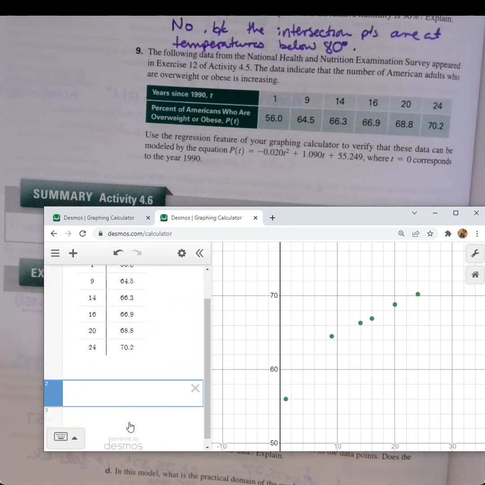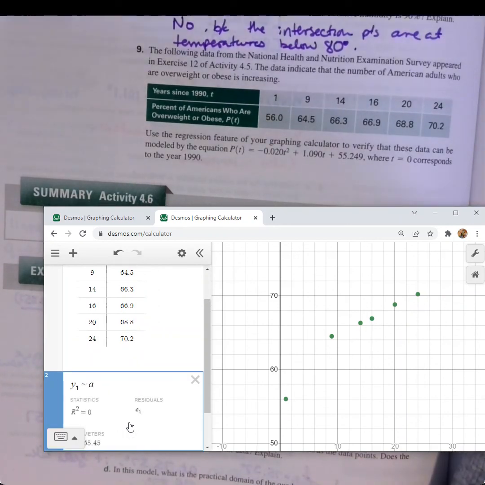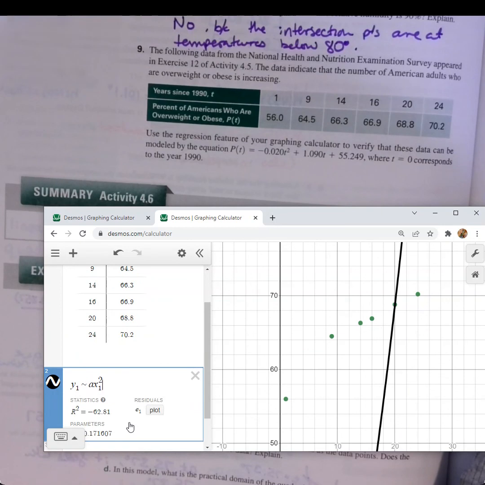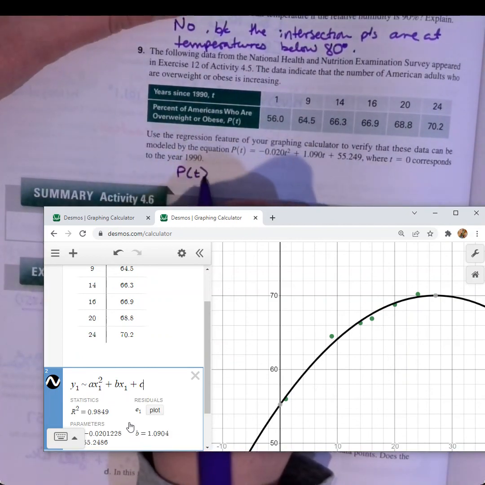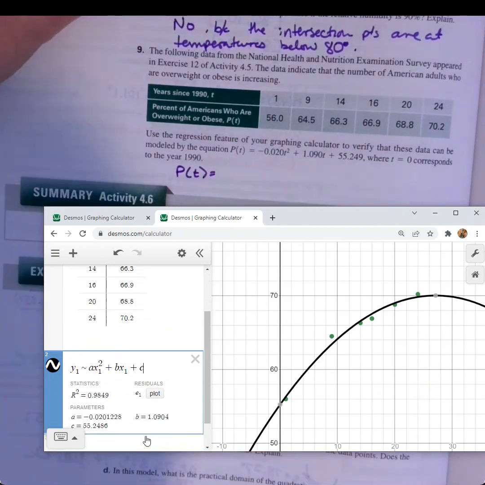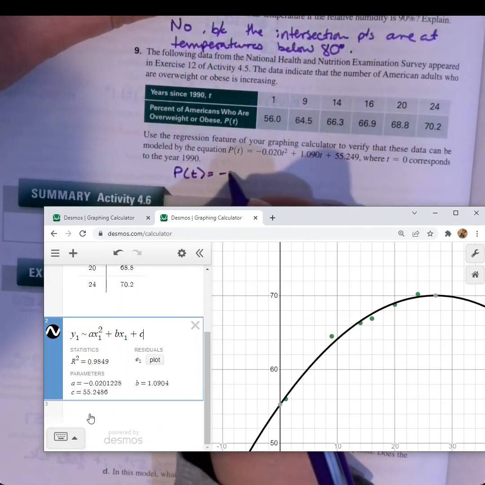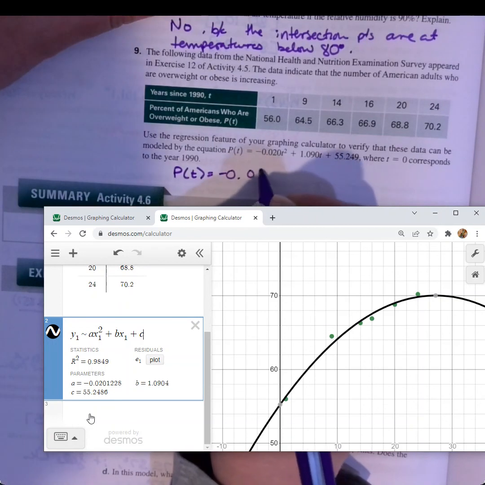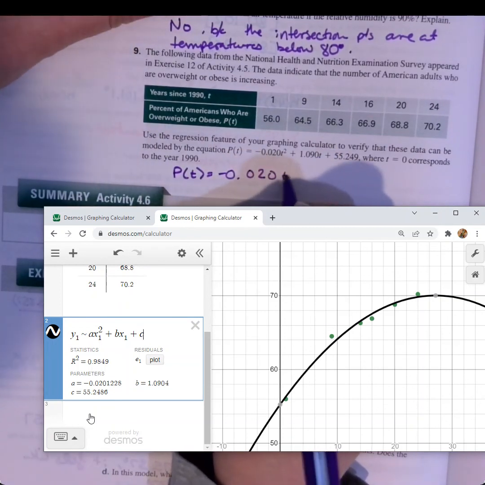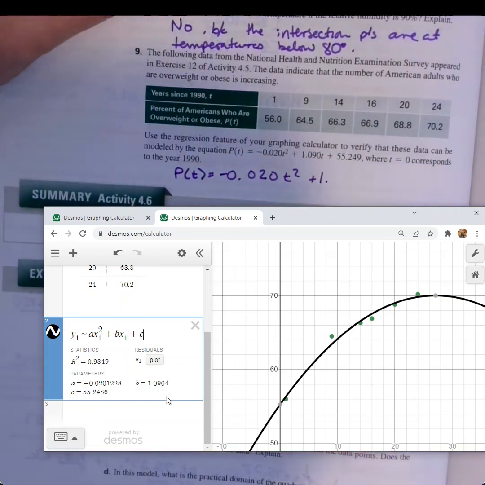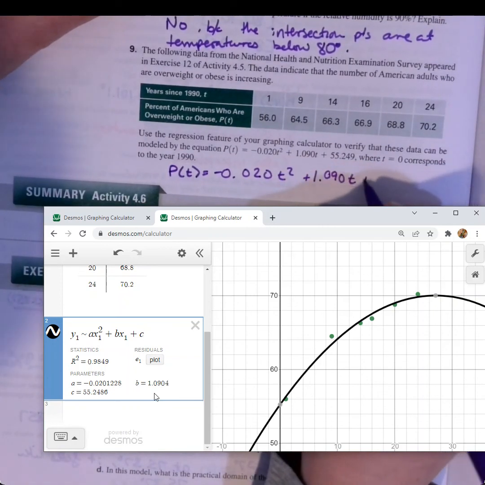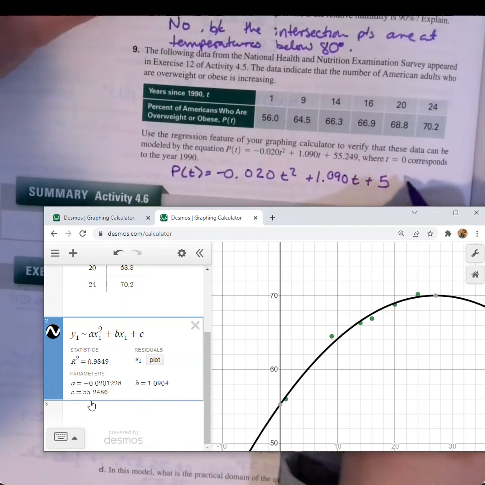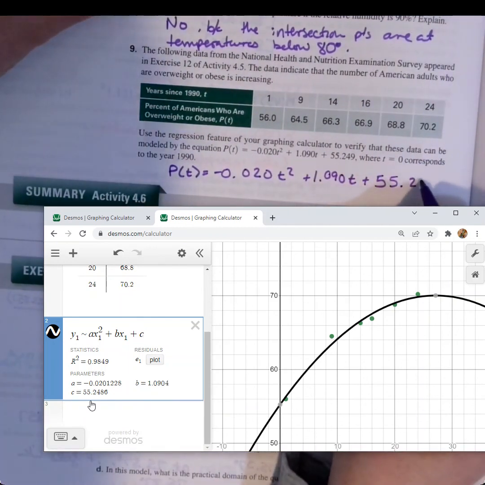So let's do our regression. Y1 approximately a x1 squared plus bx1 plus c. And so we would write down our model. This is P of t is equal to the a value down here for this model is negative 0.020 t squared plus the b value is 1.090 and the c value is 55.249.